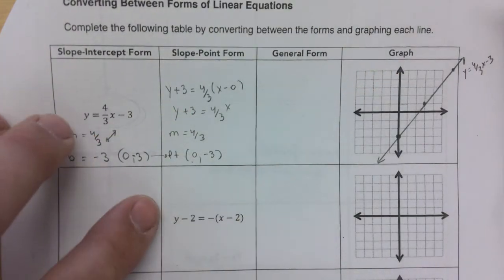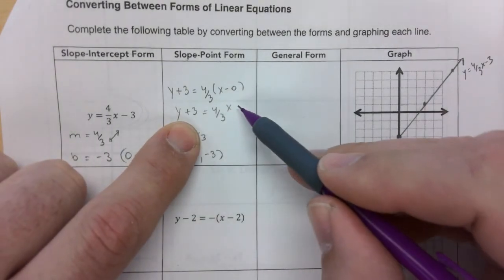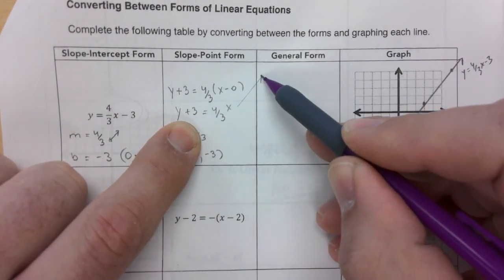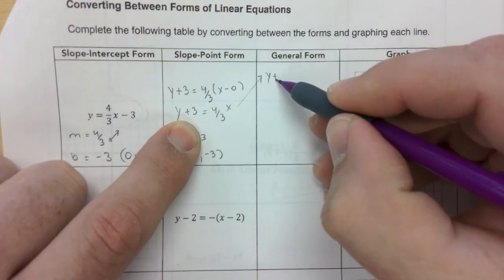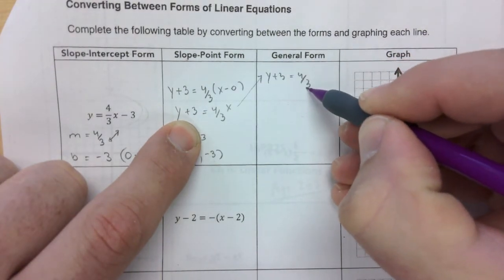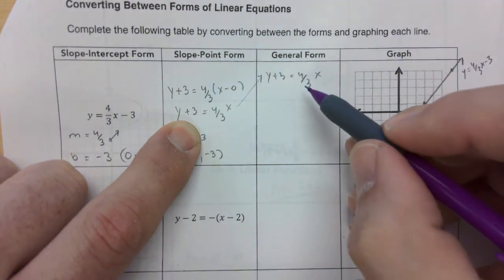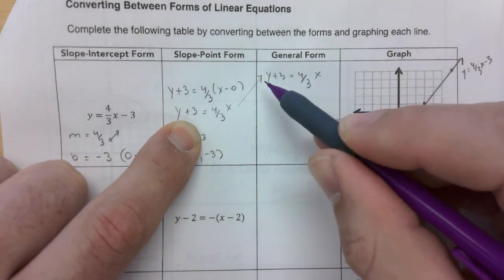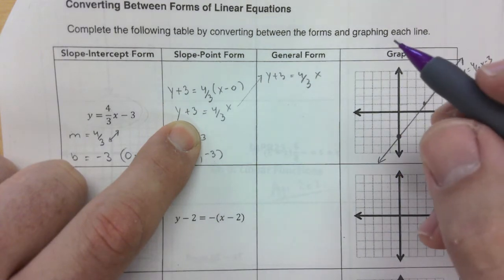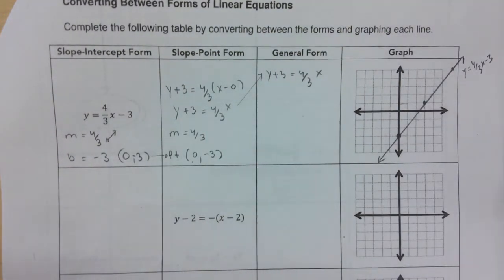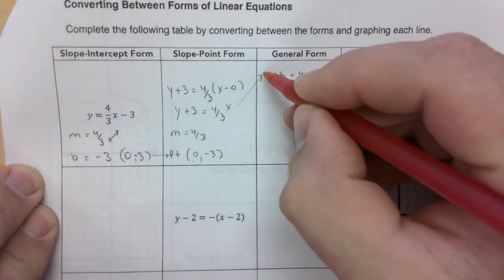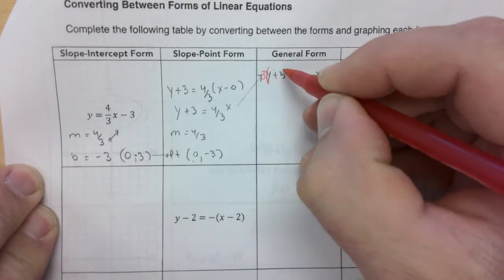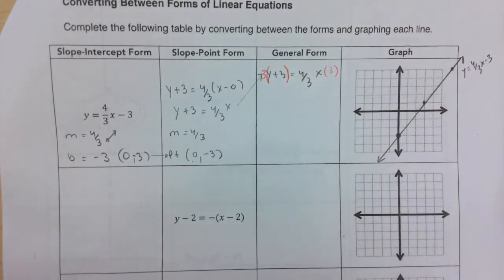General form, I'm going to use this one to help me out. Okay, so I'm just going to go y plus 3 is equal to 4/3 x. I'm going to bring this whole term over, or I think you're used to multiplying by 3, so I'm going to multiply both sides by 3. This whole thing by 3, and this whole thing. Make sure you put brackets when you do that to show that you're multiplying everything.